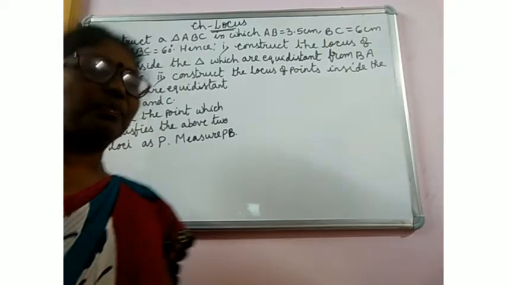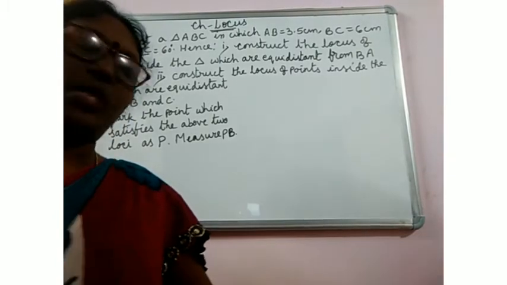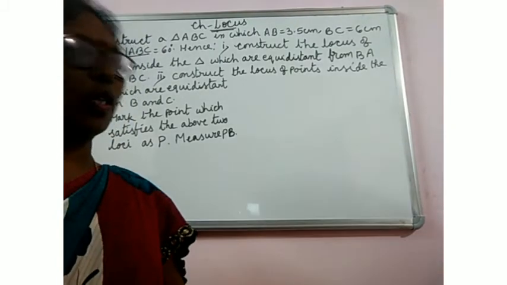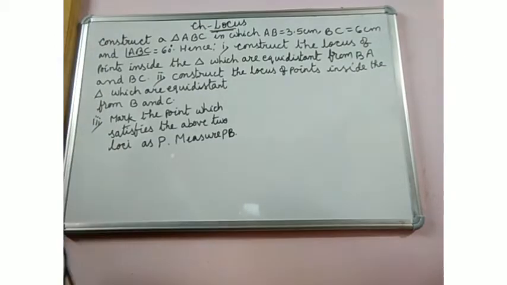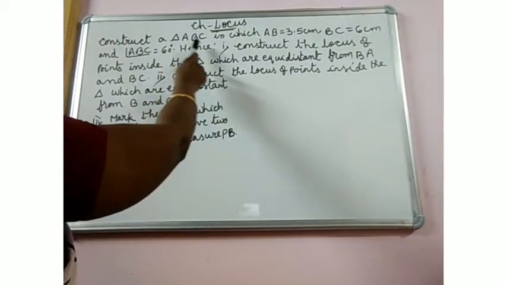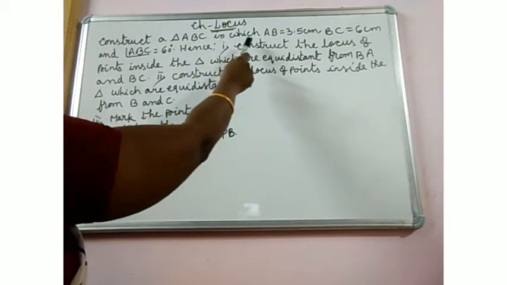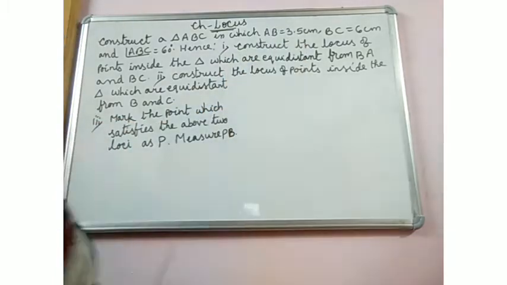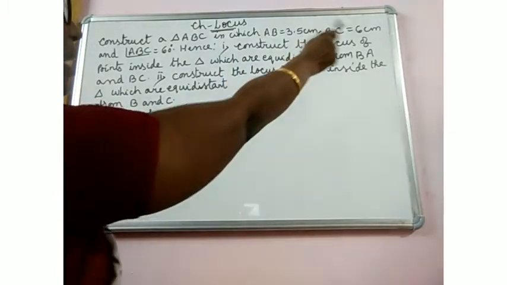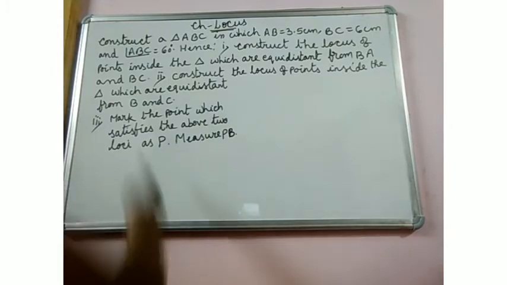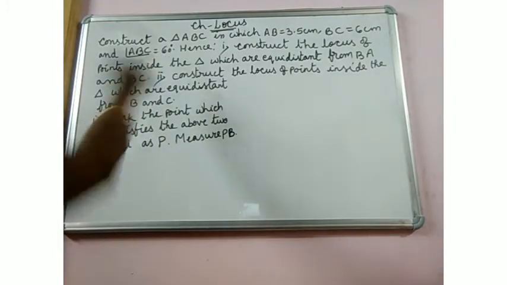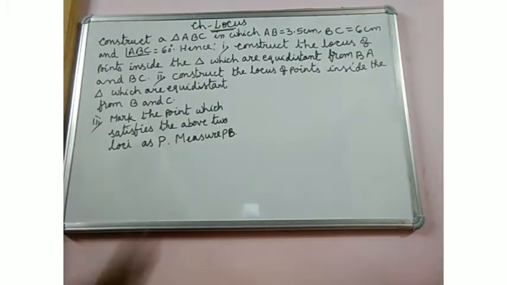Hello, welcome. Today let us have a construction based on locus. The construction is this. Construct a triangle ABC in which AB is equal to 3.5 cm, BC is equal to 6 cm and angle ABC is equal to 60 degree.